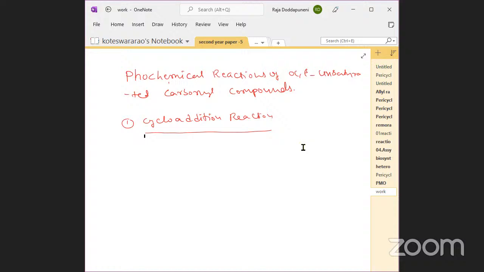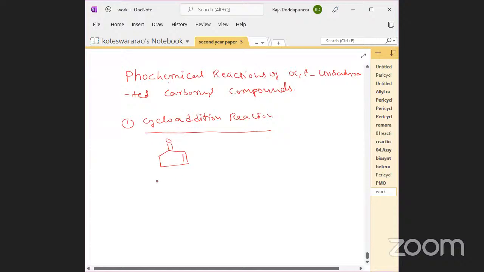Similarly, here the alpha beta unsaturated carbonyl compounds also participate in the cycloaddition, where the pi bond between the alpha and beta carbon behaves like an olefin. Therefore, they undergo the cycloaddition. Here I am going to take one example: alpha beta unsaturated cyclopentanone, cyclopent-2-enone. This is the starting material. Whenever you irradiate with light, it may produce two kinds of products.